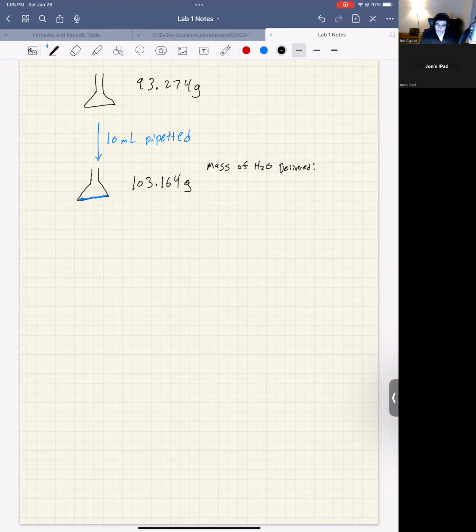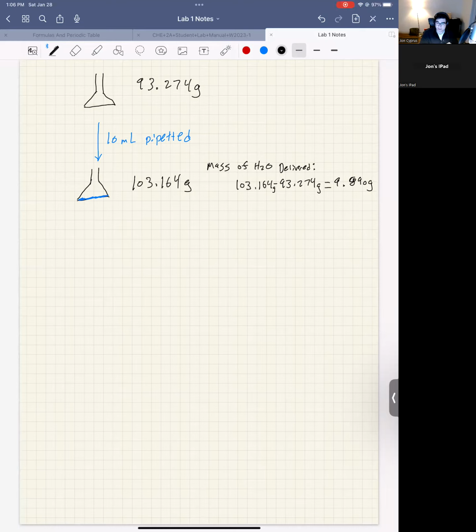it is going to be this 103.164 minus 93.274. These are both in grams. And in this case, it ends up being 9.890 grams. So that's how much water got delivered in terms of mass.